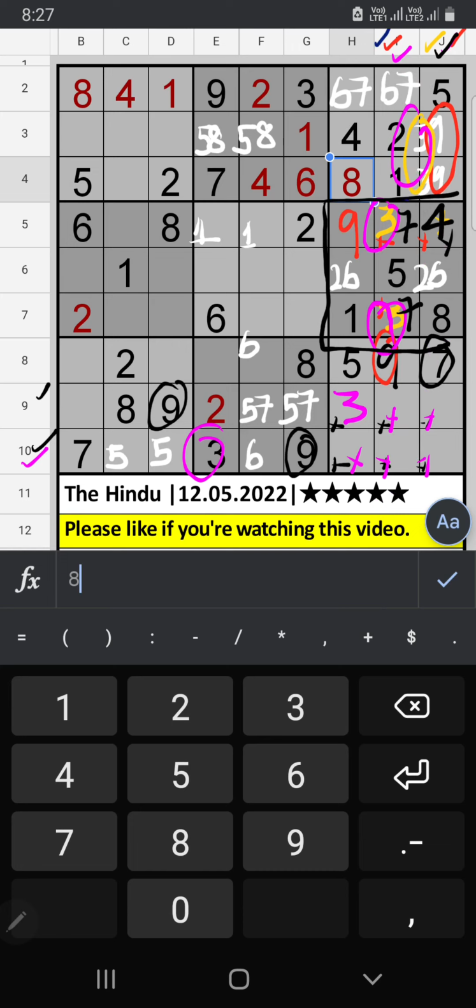Column I, we have 7. So 7 can come in the cell. 7 is confirmed here. Then 6 is here.